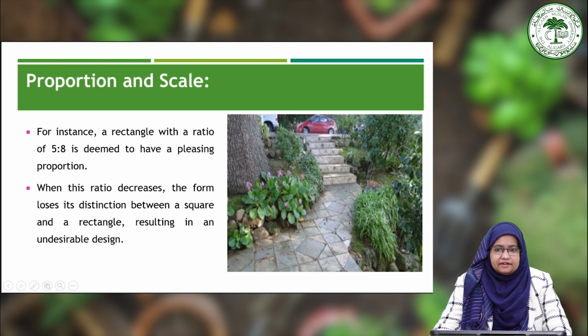Proportion in a garden refers to the defined relationship between different elements. For instance, a rectangle with a ratio of 5:8 is considered to have pleasing proportion. If this ratio deviates, the form may appear neither square nor rectangular, resulting in an undesirable design of a garden.